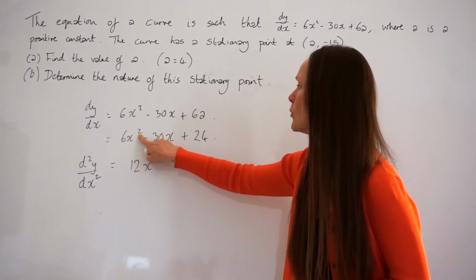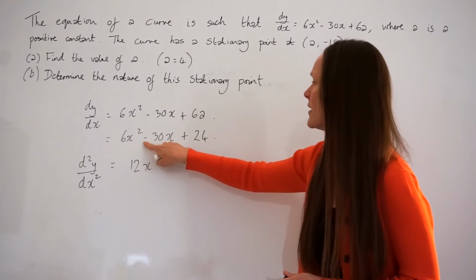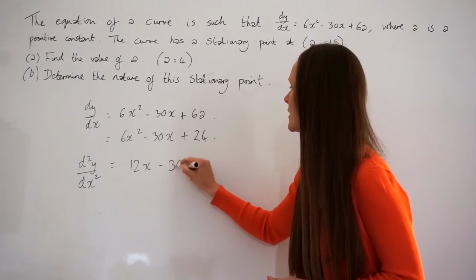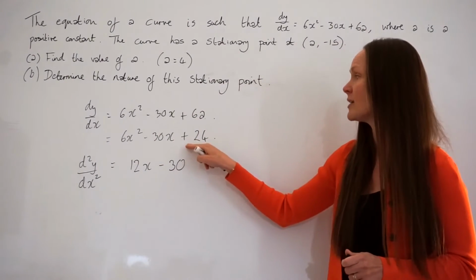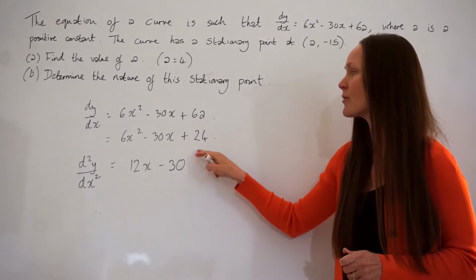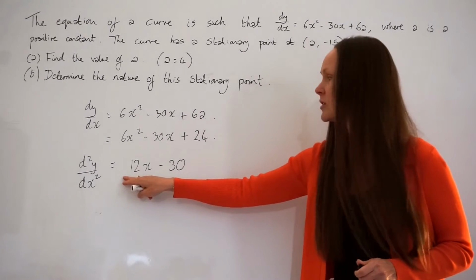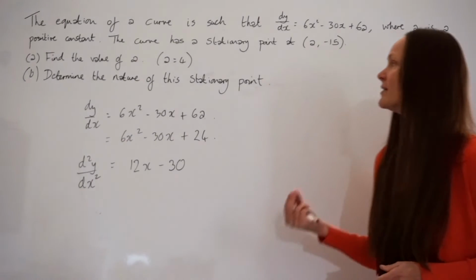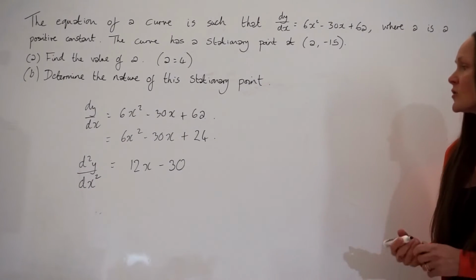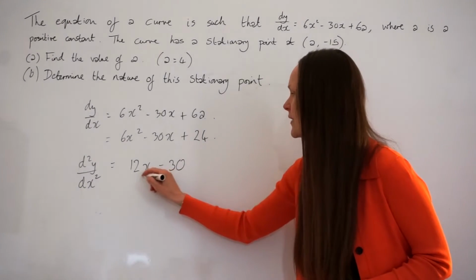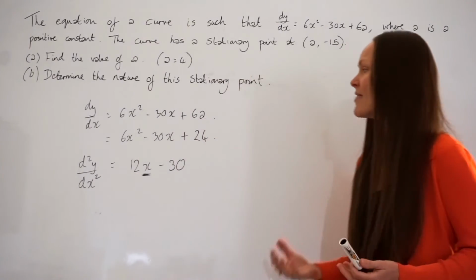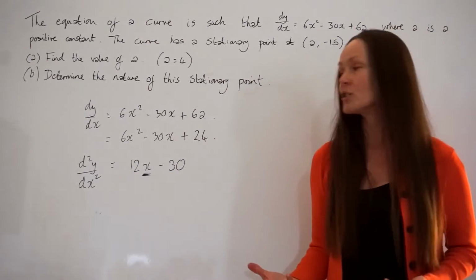Remember, the power always reduces by 1. This term, if I differentiate, I'm left with negative 30. And remember, if you differentiate a constant, this goes to 0. So this is our expression for d2y by dx squared, which we need to determine the nature of the stationary point. You can see here there's a value of x. So I need to substitute in the x value of the stationary point.